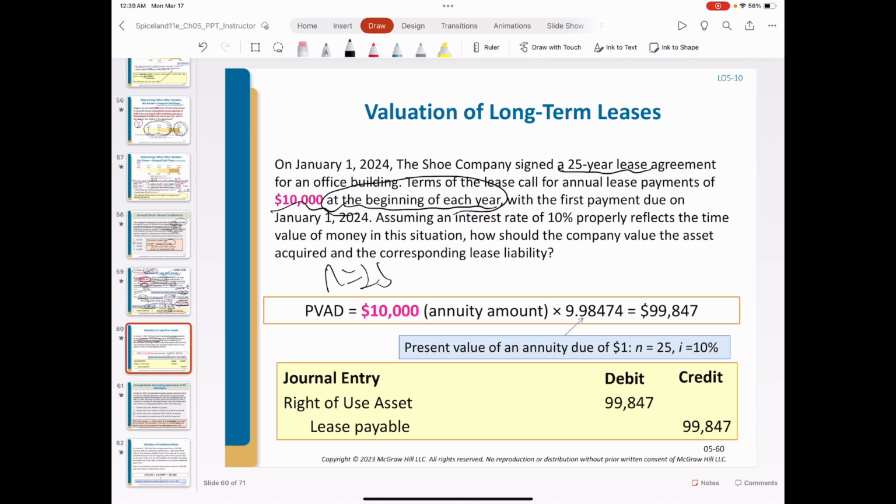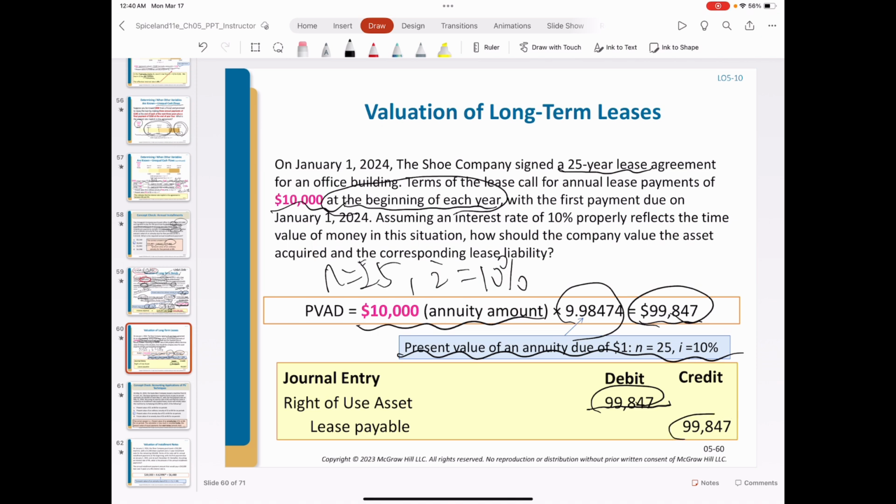And the interest rate was given as 10%. So we just look up the table, present value of annuity due. We can find the present value factor was 9.98474. We multiply it by the periodic lease payments, so this represents the present value of these lease payments. And for financial reporting, it represents the book value of the leased assets and lease liability.